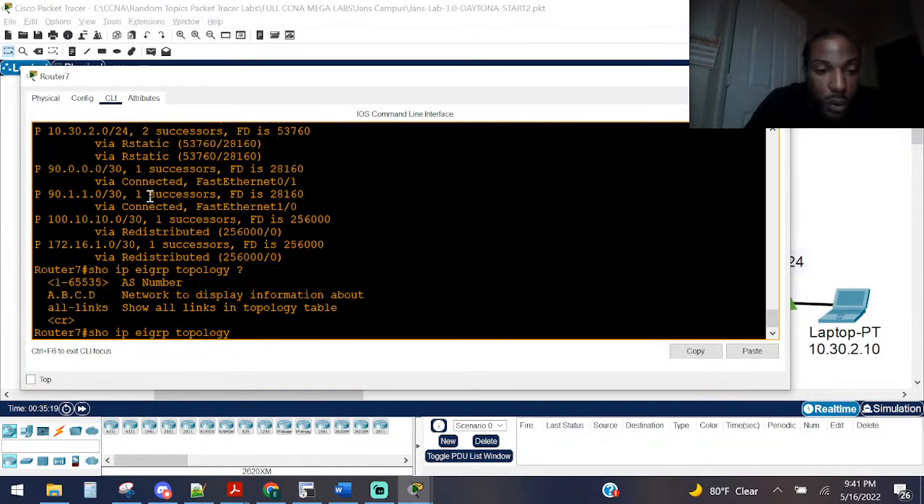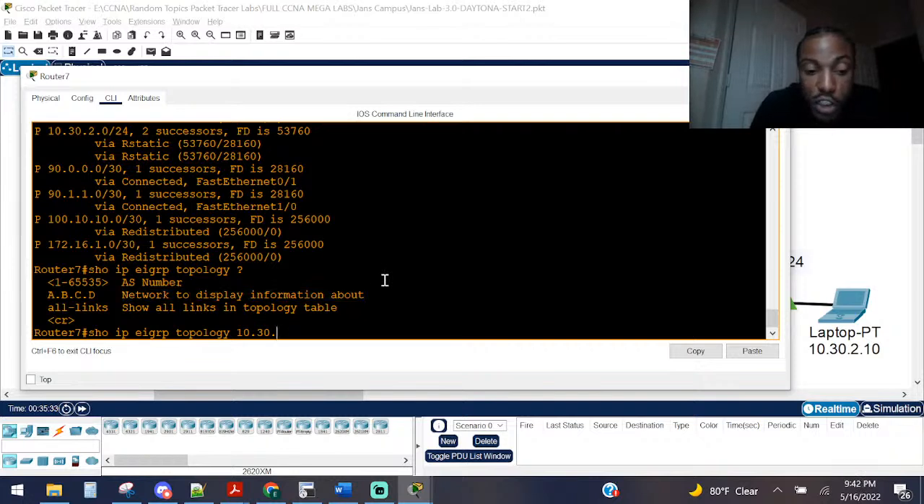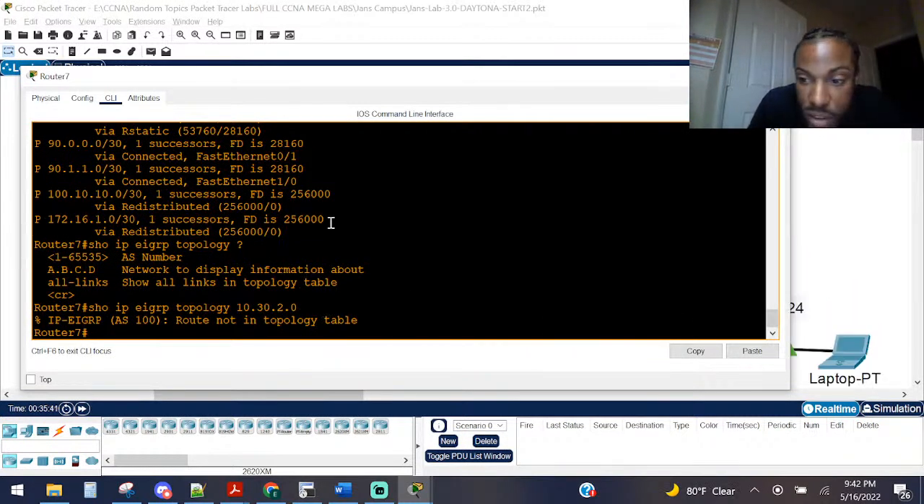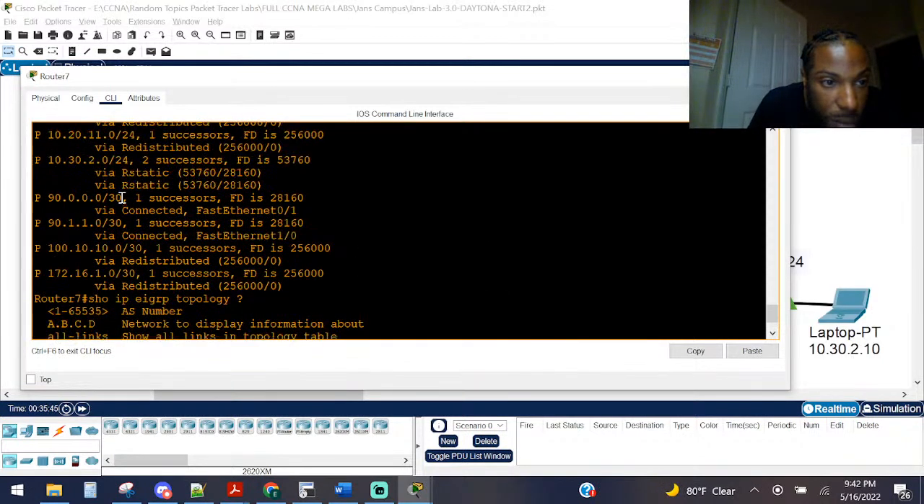But can we do it through just that network? Yes, we can. This is a good breakdown for us. The network we're trying to display the feasible distance and all that other information for is 10.32.0. So now, what is it? I thought that, it's not in the topology table. What the hell? That's very interesting. 10.32.0, that's the network, right? Yeah, that is the network. For some reason, there it is right there.